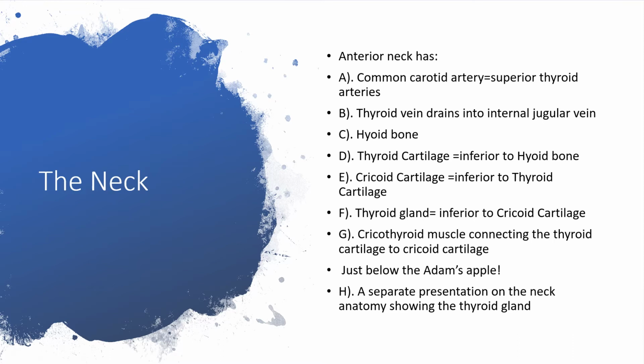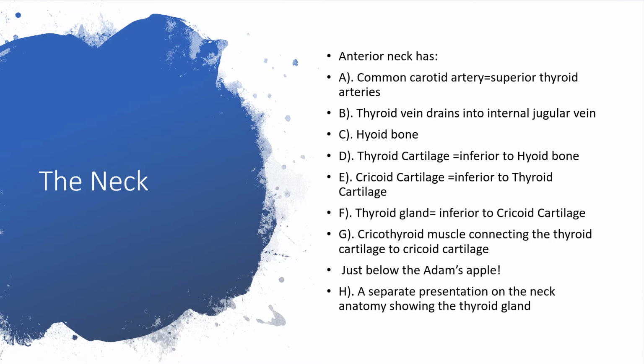And the anterior neck, the region where we're going to find the thyroid gland, has the common carotid artery that is going to supply the superior part of the thyroid. So, common carotid supplies superior thyroid arteries. Thyroid veins will drain into the internal jugular vein.